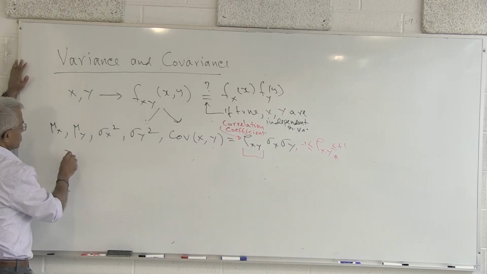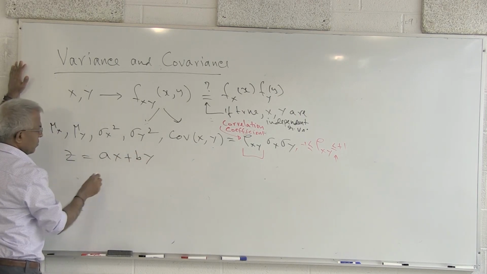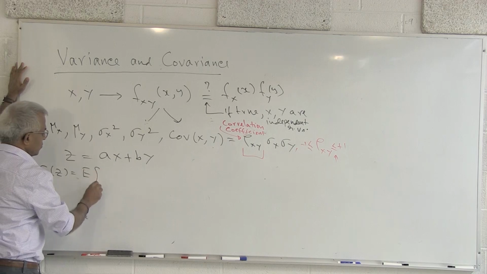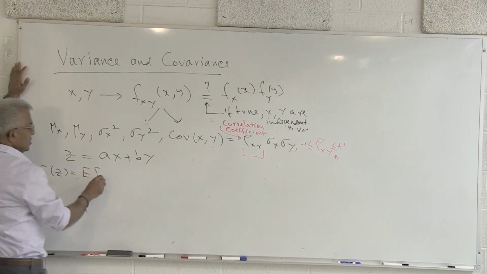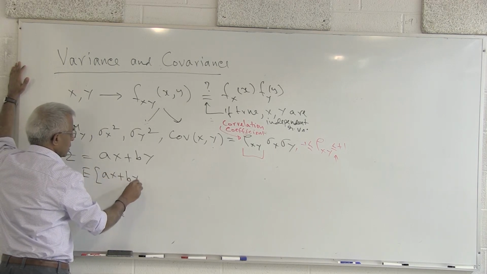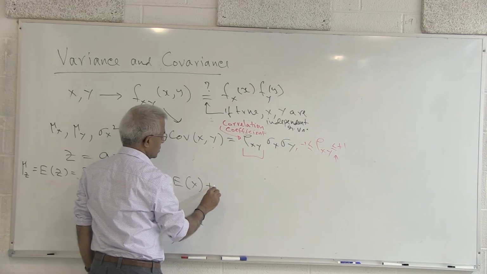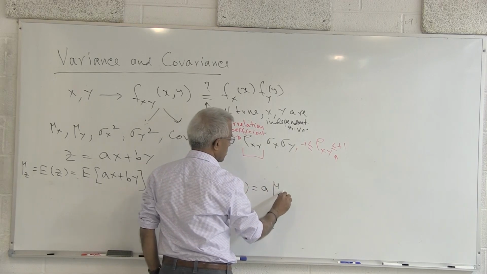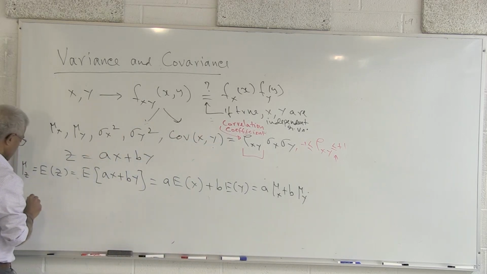So what will be interesting is to take a linear combination Z = aX + bY, and find the mean and variance of Z. The mean of Z is the expected value of Z, which is given to be aX + bY. Using linearity, this becomes easy, because this is aE[X] + bE[Y]. So this is a mu x plus b mu y. The variance is a little more work.